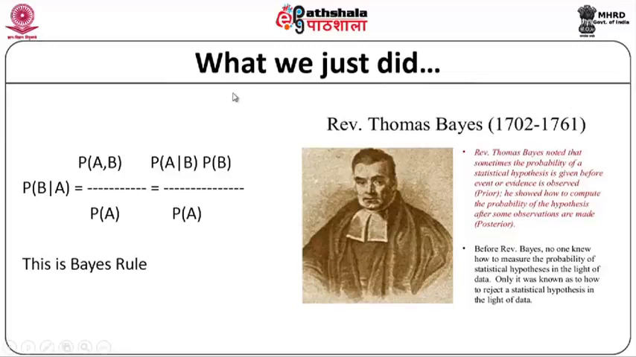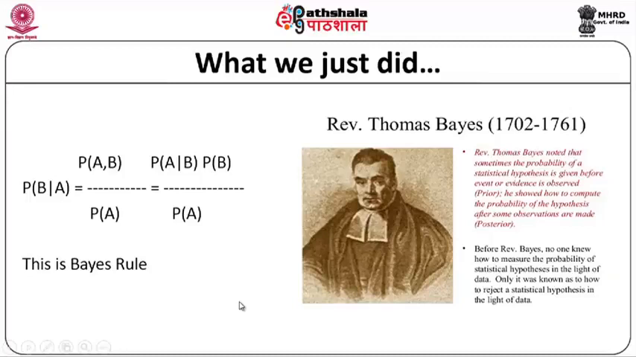Whatever we did till now is associated with Thomas Bayes. Thomas Bayes gave us this rule or theorem, which is called Bayes theorem. It is famously called Bayes rule. What exactly this Bayes rule states is probability of B given A is equal to probability of A given B multiplied by probability of B divided by probability of A.